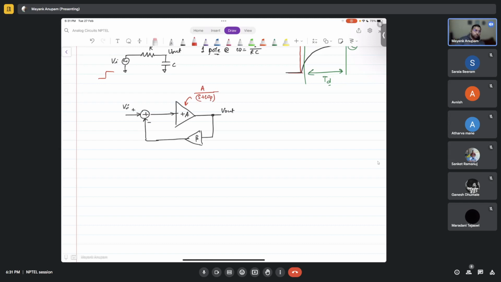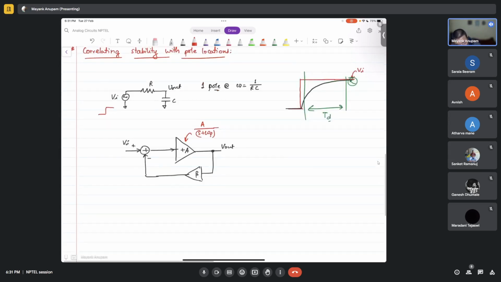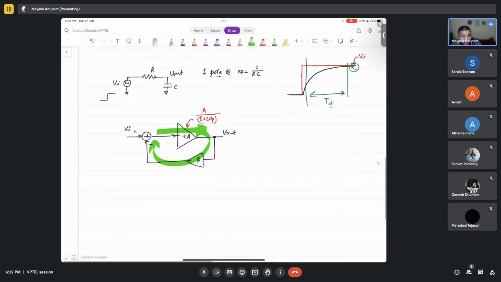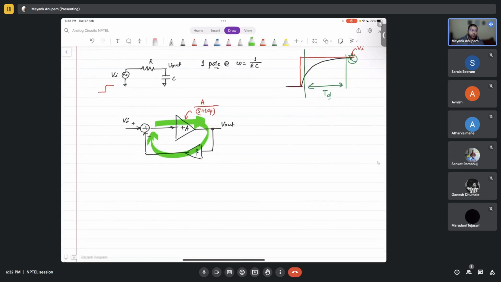So what does this pole do? We just saw that a pole manifests itself as a delay in the system, right? So whatever information you put at the input of the amplifier will not instantaneously reach the output. It will take some time, and thereby there is a delay in this signal propagation in the feedback. So in the overall feedback also, that delay is introduced. Now because of this delay, as we already saw, the negative feedback system can become unstable.